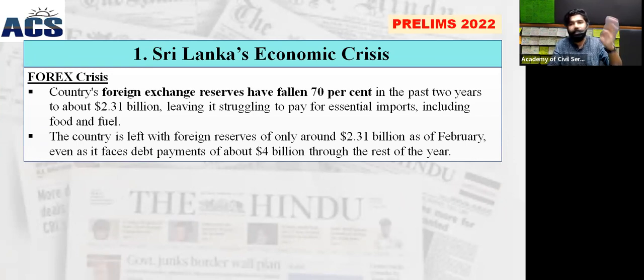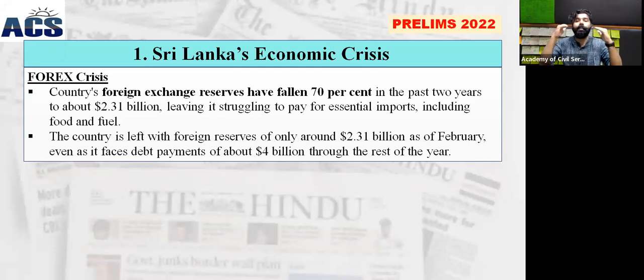I hope if you have studied it, please revise those concepts. So India's forex reserve is with the RBI, the Reserve Bank of India. With this forex reserve, India can buy around 11 months of imports even if there is no other money. That much reserve India has.